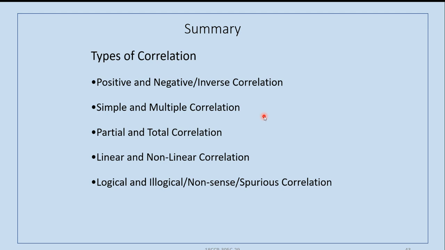In types of correlation, we have seen five types: positive and negative, simple and multiple, partial and total, linear and non-linear, logical and illogical. And the correlation value should be between +1 and -1. This is very, very important. The value of correlation will be only in decimals. It will not be more than 1, whether it is minus or plus. That we will understand when we are doing the problems.